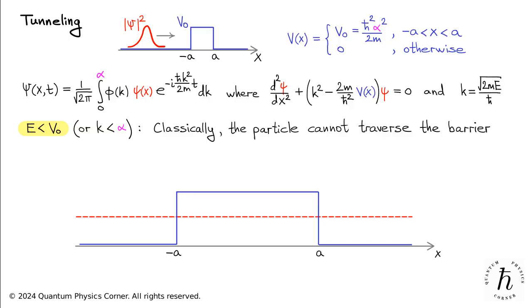In the incident region, to the left of -a, the Schrödinger equation assumes the free particle form, and its solution is a linear combination of the incident and reflected plane waves. The amplitude of the reflected wave is denoted by b.